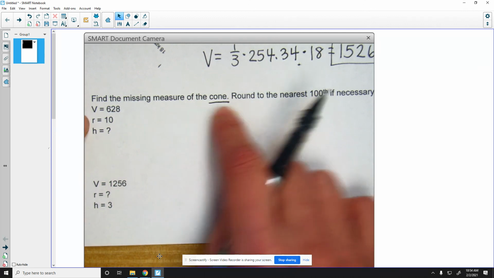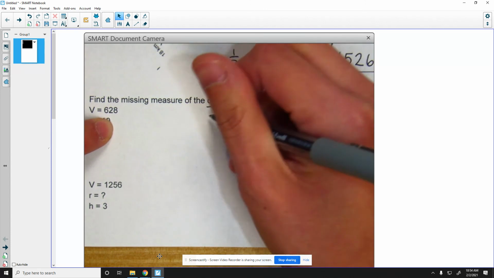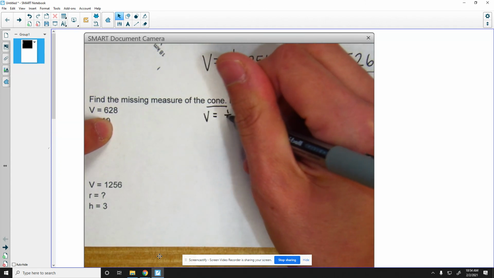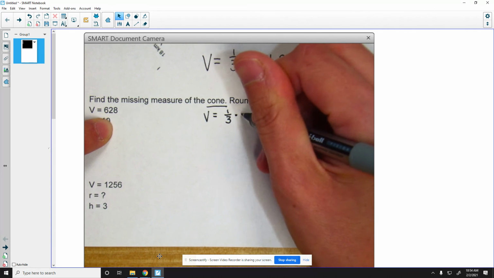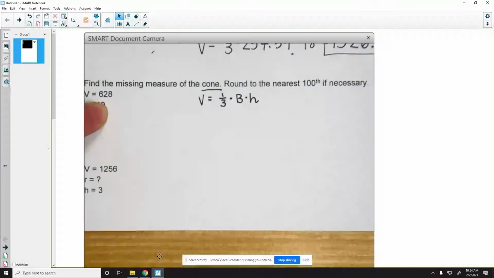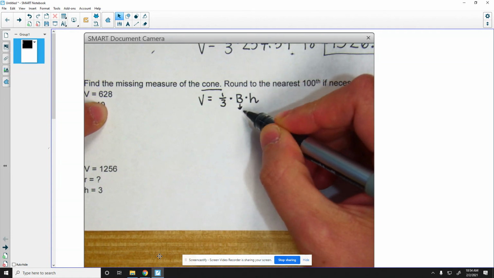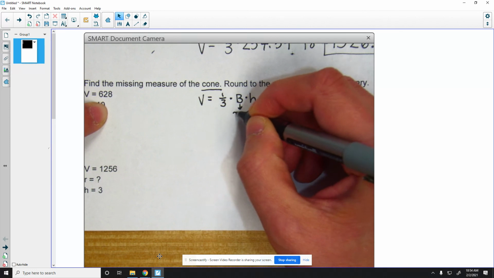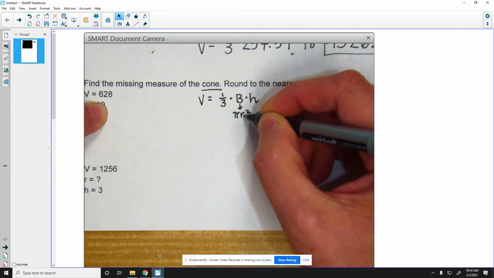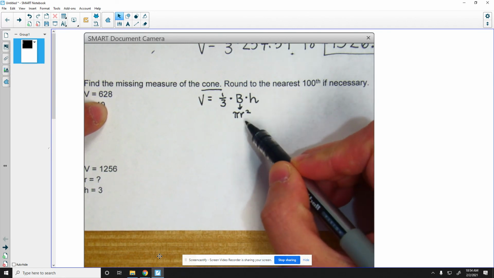If they give me the cone and the answer, why don't you write down the formula first? The formula is volume equals 1/3 times capital B times H, right? That's the one they gave me on the STAR chart. Because the base is a circle, isn't capital B, the area of the base, always going to be pi r squared? It's never going to be anything else for a cone, because your base is always a circle. So capital B is always pi r squared.